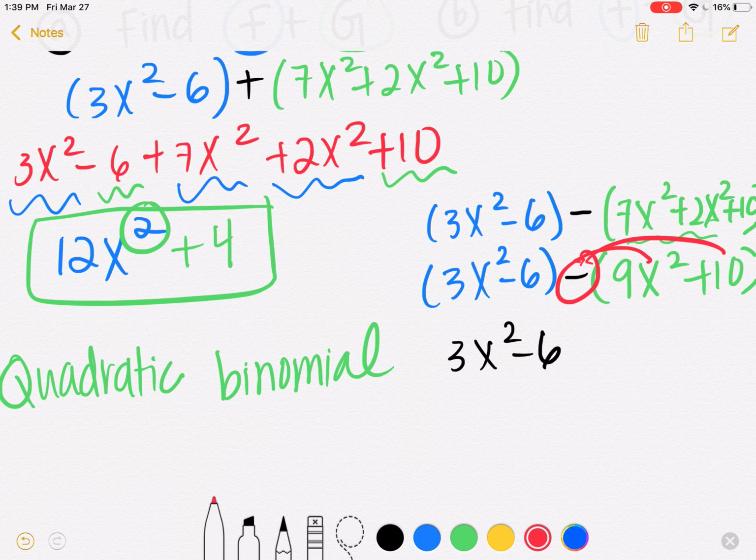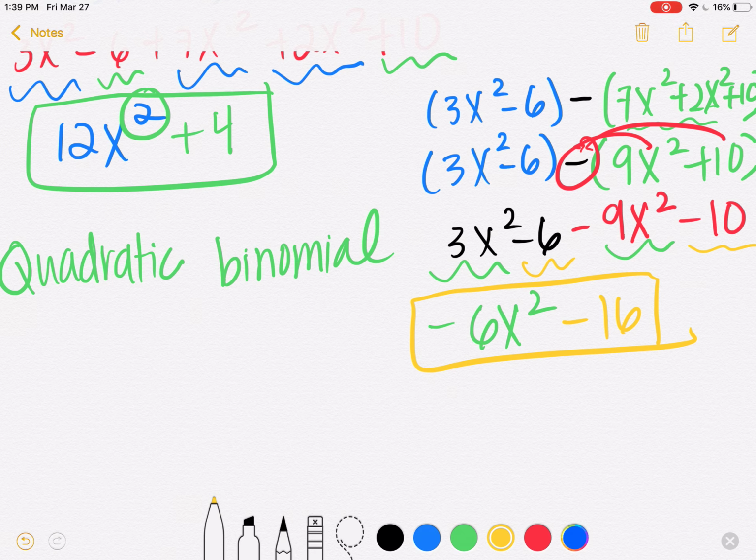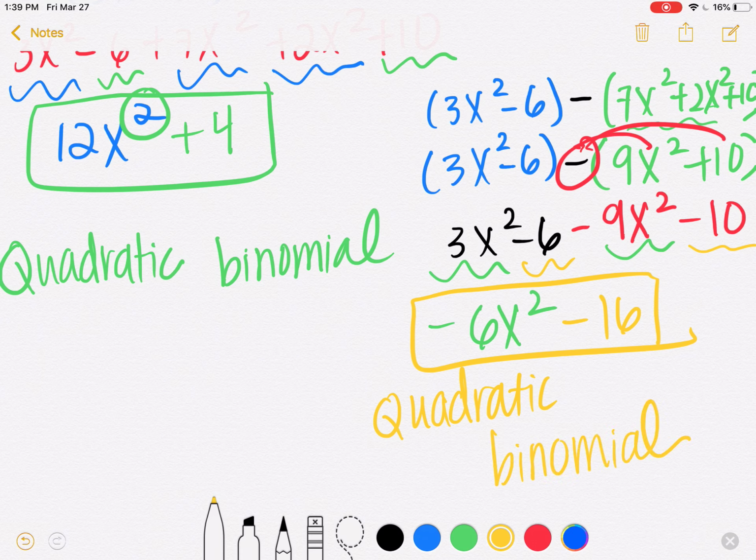So 3x squared minus 6. And then I'm going to have negative 9x squared. The plus 10 turns into minus 10. Then combine your like terms. The x squares can be combined, and then the minus 6 minus 10 could be combined. So this turns into negative 6x squared. And then my constants give me a minus 16. Okay. This is also a quadratic binomial, and it's a quadratic binomial because the highest power is 2 and there are 2 terms.